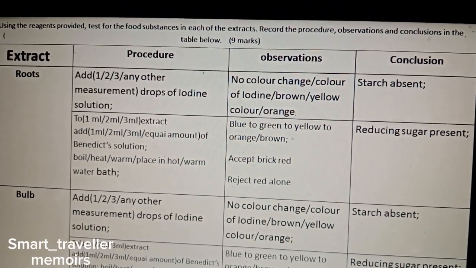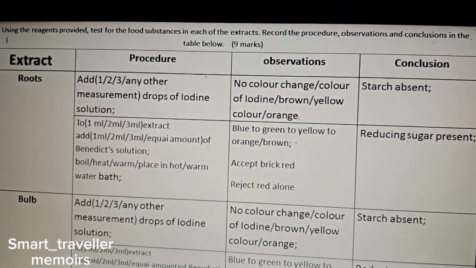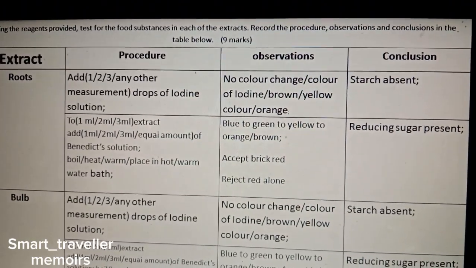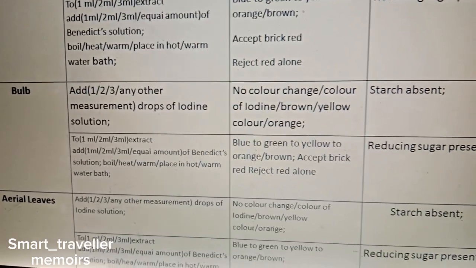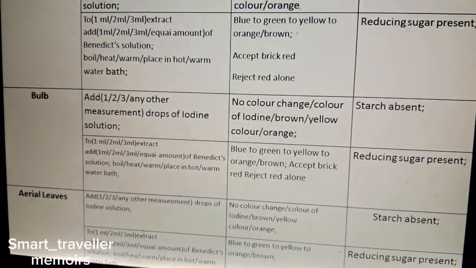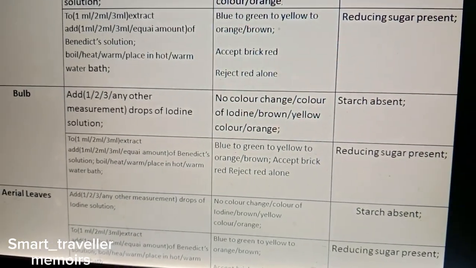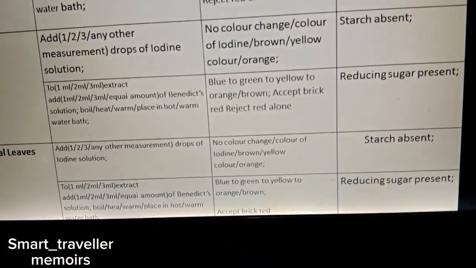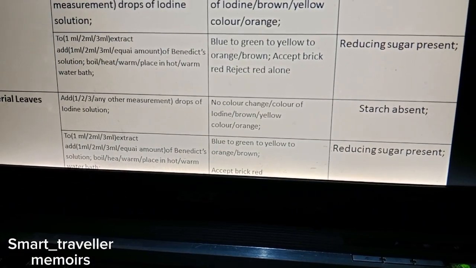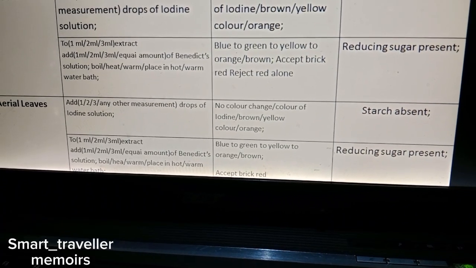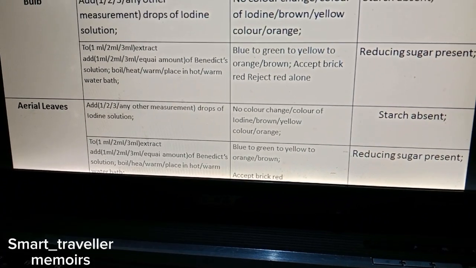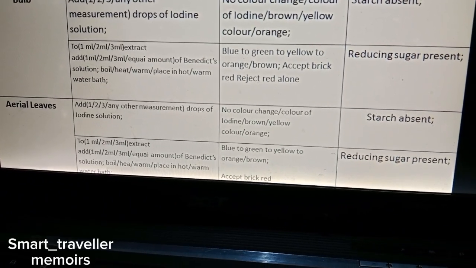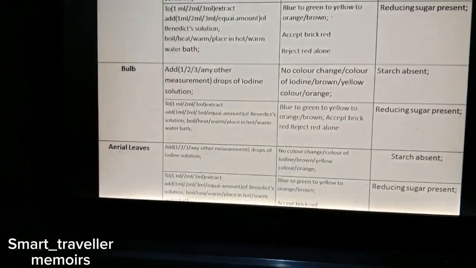Roots, okay, look at the way it was done there. Rejecting, accepting. Then we focus the bulb. Okay, the bulb is there. And then we focus the aerial leaves. Guys, you can see the aerial leaves there. Fine, guys. All right.